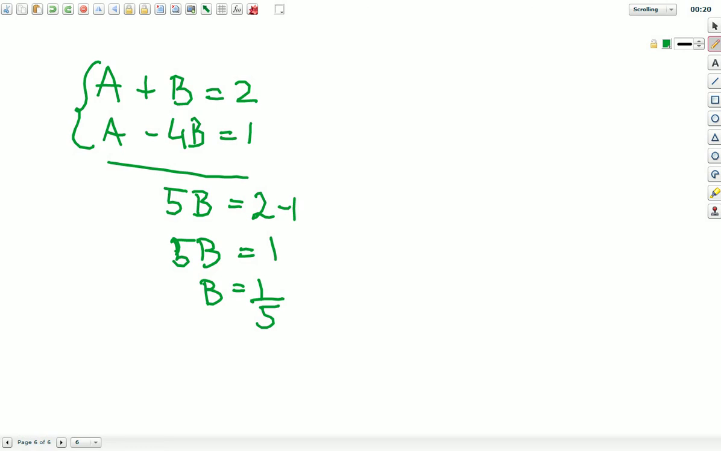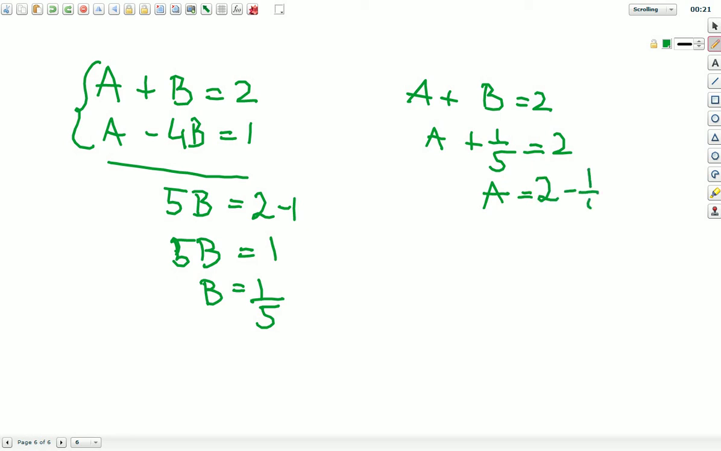And now I'm going to plug this answer into the first of the equations. So a plus b equals 2, so a plus 1/5 equals 2, so a is equal to 2 minus 1/5. So a is equal to 10/5 minus 1/5, which is 9/5.